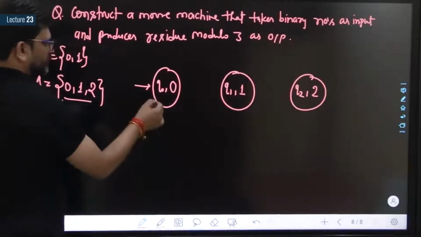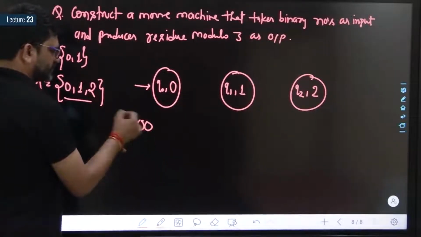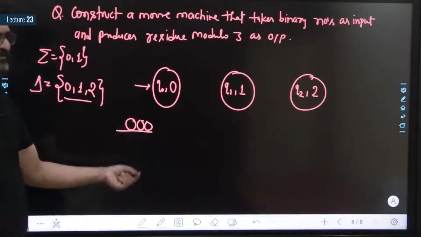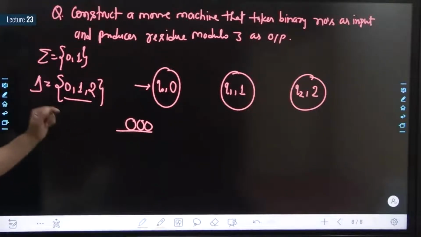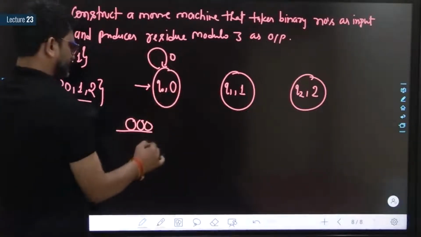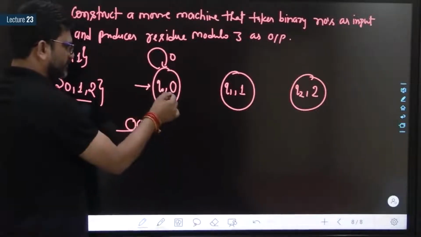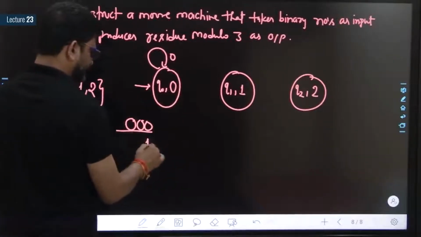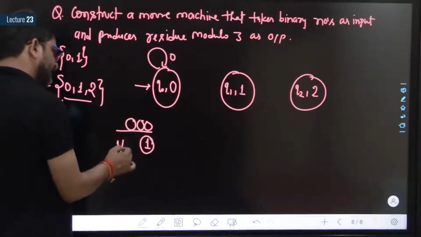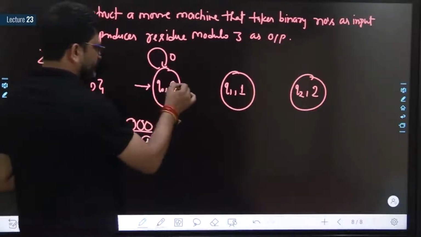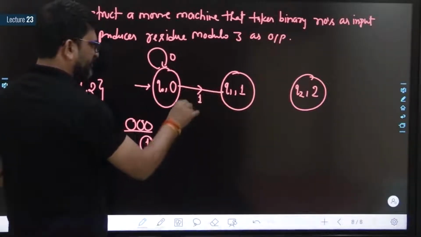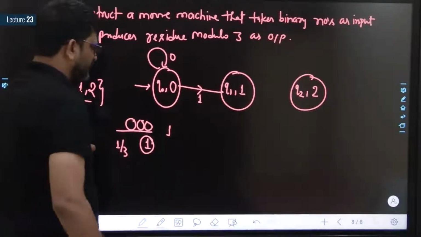Suppose 0000 is the binary number. Convert into decimal. The decimal number is 0. When we divide 0 by 3, remainder is 0. If I see 1 on Q0, the decimal of 1 is 1. 1 divided by 3, remainder is 1. It goes to state Q1. After seeing 1, we reach Q1.